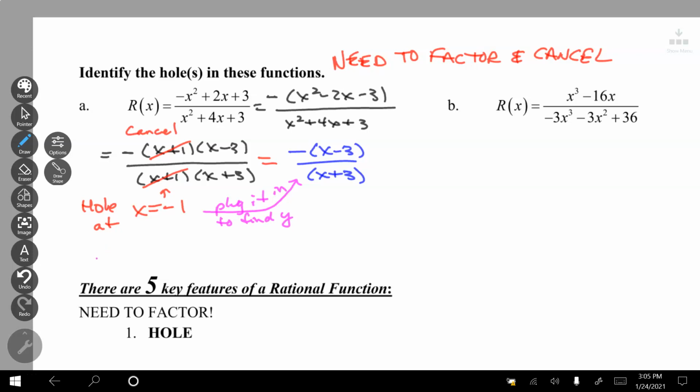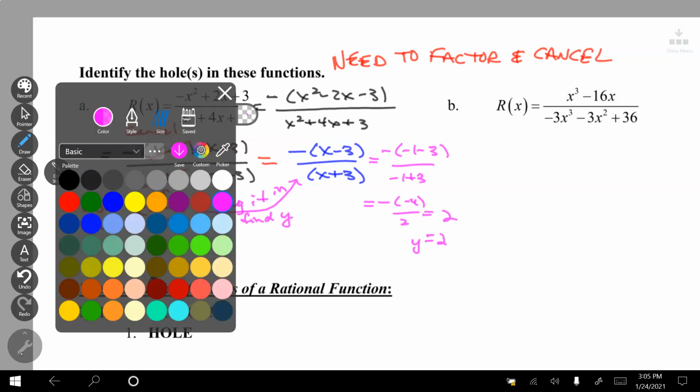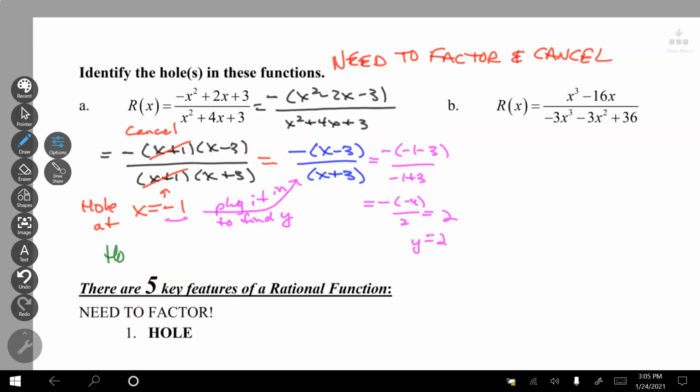So the y value for the hole is going to equal, well, when I plug in negative 1, I get negative of negative 1 minus 3 over negative 1 plus 2. I get negative of negative 4 over 2, which is equal to 2. So I get a y value equal to 2. So the actual hole in the graph is at the point negative 1 comma positive 2.